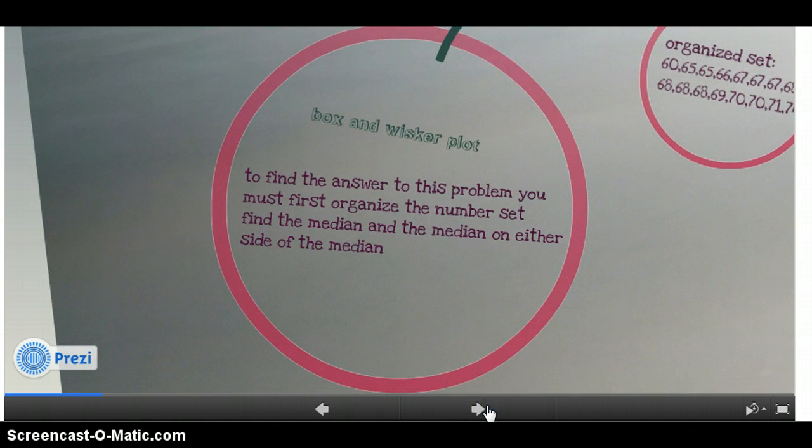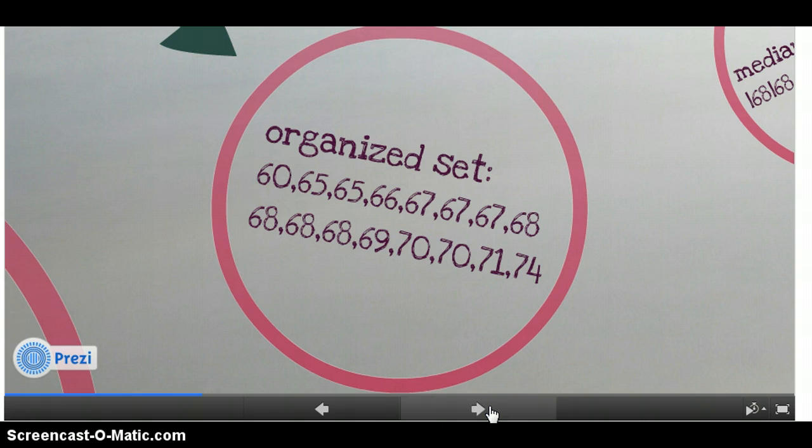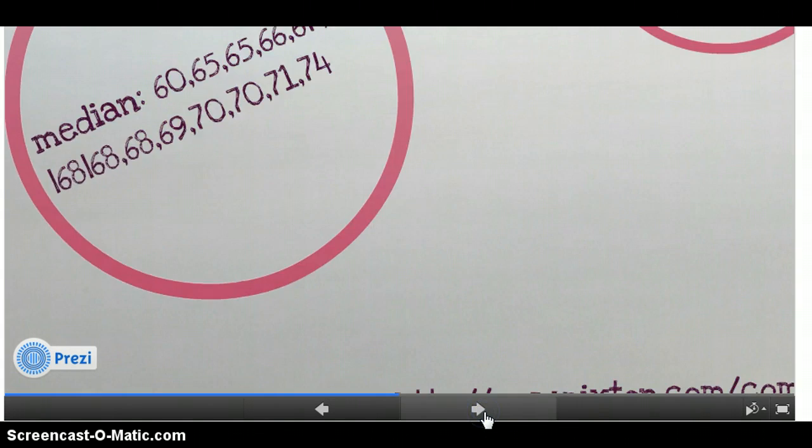To find the answer to this problem, you must first organize the number set, find the median, and the median on either side of the median. Organized set is just all the numbers in order. Median is the middle number after all the numbers are in order.